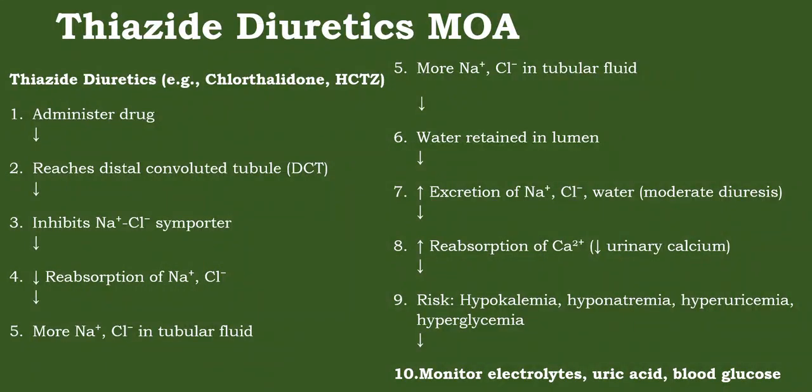Okay, let's quickly recap then. Thiazides work in the DCT, block sodium chloride return to the body, leading to more urine output. They also increase calcium reabsorption. Correct. But critically, we need to monitor for low potassium, low sodium, high uric acid, and high blood sugar. That's the summary. Understanding both sides, the benefit and the potential risks, is fundamental.